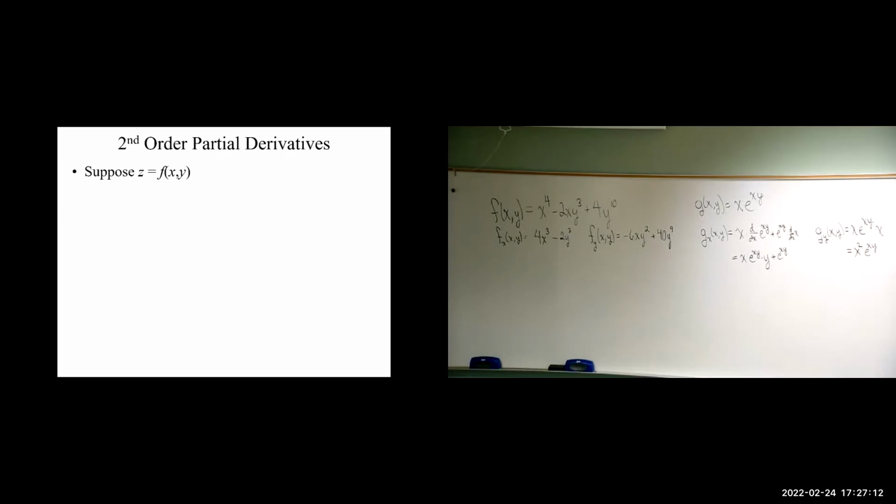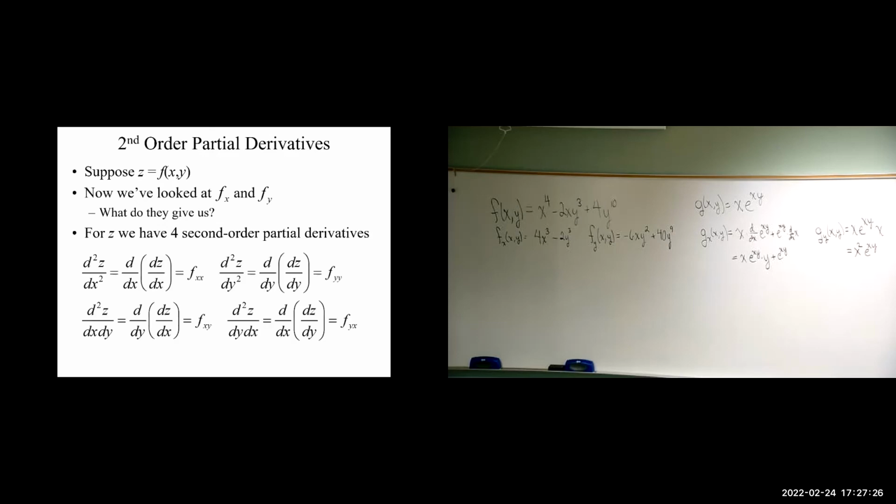We also have what are called second order partials. These are our second derivatives. For a function of 2 variables, there are 4 second order partials. There's f sub xx, f sub yy, f sub xy, and f sub yx. If you can do a first derivative, you can do a second derivative. If you can do a first order partial, you can do a second order partial. It's the same exact process.